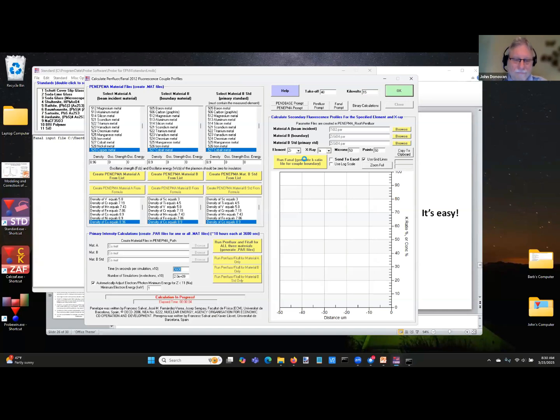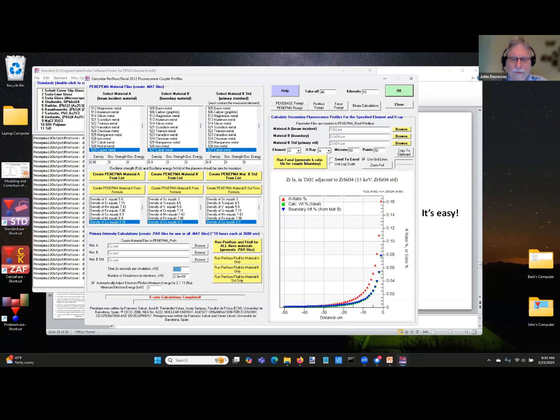It's so easy. It runs for a few seconds, and there you go. And so what you can see here, ignore the K ratio, but if you just look at the concentration, we've got about 800 ppm of artifact right here. 800 ppm at 1 micron from the boundary.